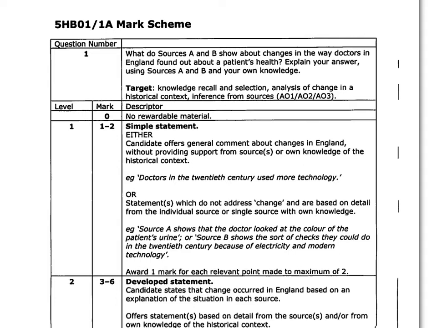Now, we've been told that what we're essentially looking for here is comprehension and inference. But reading the mark scheme is going to illuminate more of what the marker is actually looking for. In the first level descriptor, for 1 or 2 marks, candidates offer general comment about the changes without providing support from the sources. So in other words, you're talking from your own knowledge about the differences in medical treatment between the 2 periods. For example, doctors in the 20th century used more technology.